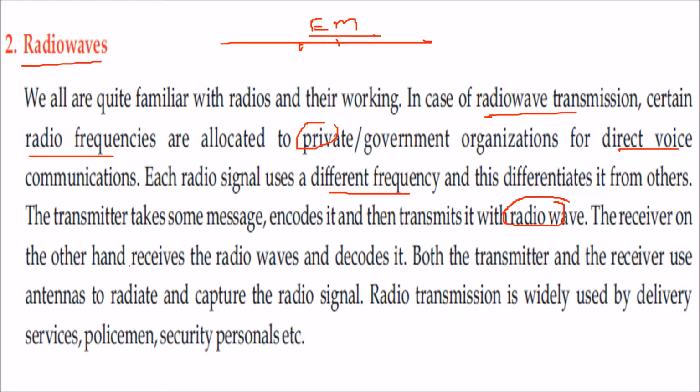and the receiver, on the other hand, receives a radio wave and decodes it so that the transmission can be taken out. Both the transmitter and receiver use antennas to radiate and capture the radio signal. So we have an antenna at the transmitter side, and a receiver antenna is also there. Radio transmission is widely used by delivery services, policemen, security personnel, etc.